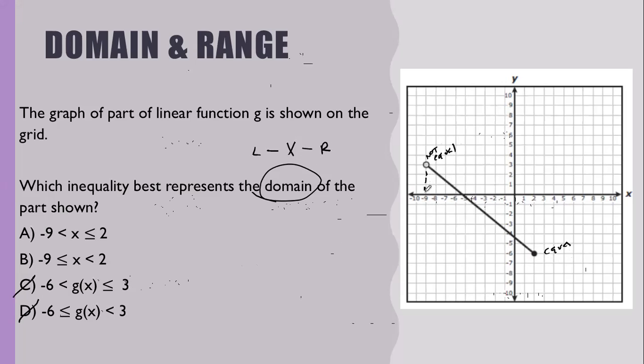So what is the leftmost point? And what is the rightmost point? Sorry, I was looking at the y. Yeah, 2. Okay, so my leftmost point is -9. My rightmost point is +2. So my domain would be -9 is less than x is less than or equal to 2. This is just saying x is between -9 and 2.